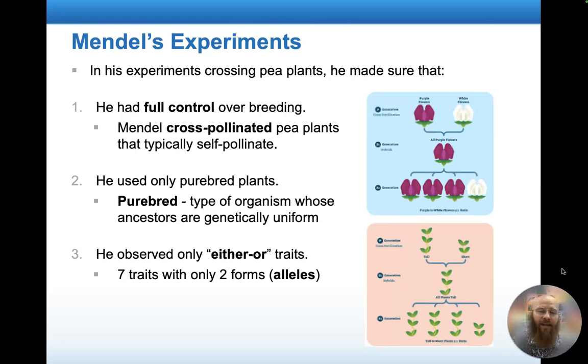And then finally, he observed very simple either-or traits. So this is 7 traits that he looked at in these pea plants, and there were only 2 possible versions that those traits could come in. So like green seeds or yellow seeds, tall plants or short plants. And this is a lot simpler than a lot of traits that exist.